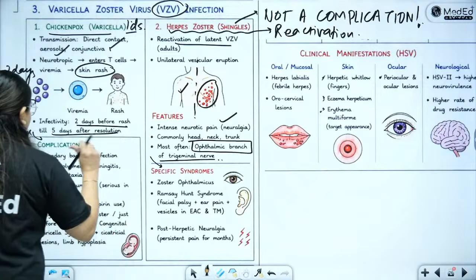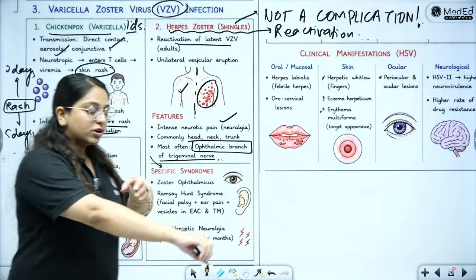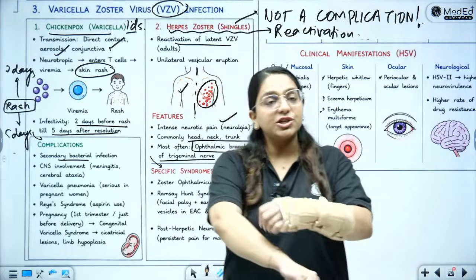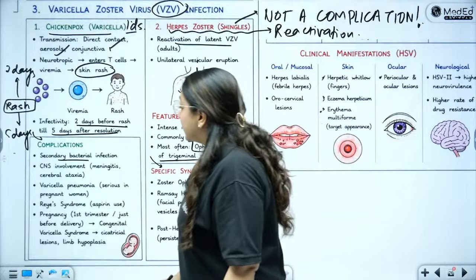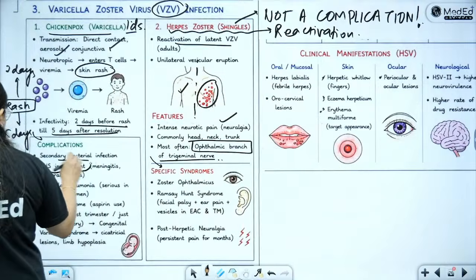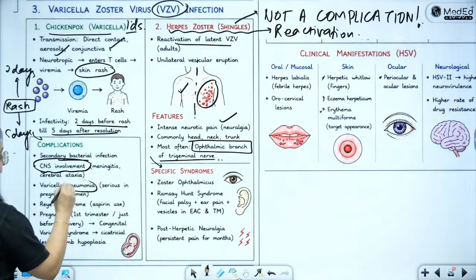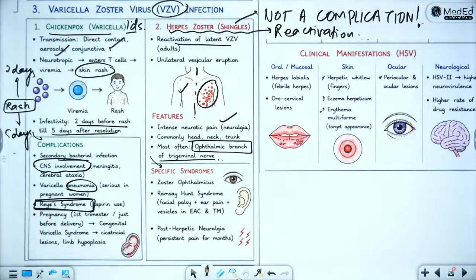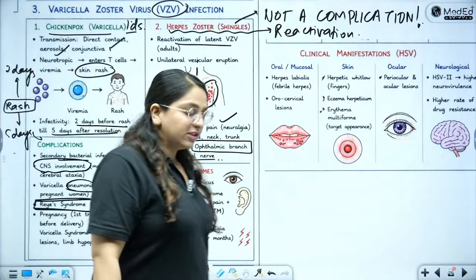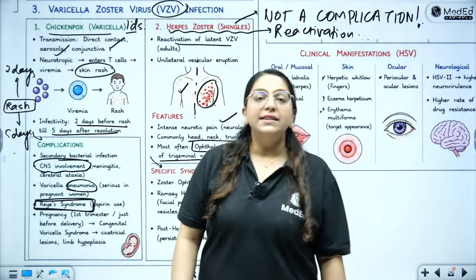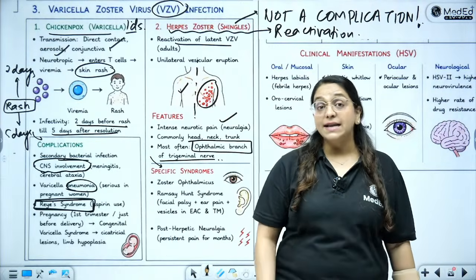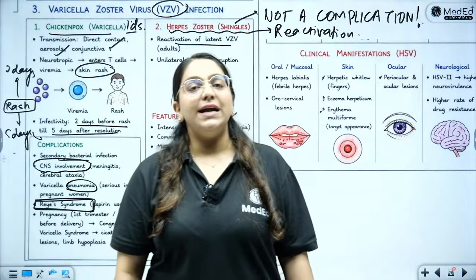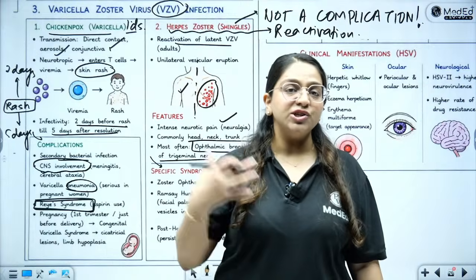Complications of chickenpox are secondary bacterial infection, because there are lesions on the skin and children playing in dirt, etc. Those lesions can get bacterial infections. CNS involvement such as meningitis can occur. Varicella pneumonia can happen, which is very serious. Then there is Reye syndrome. What is Reye syndrome? The aspirin use. If you have a child with chickenpox and you give them aspirin, they get fatty degeneration of the liver. That is Reye syndrome.